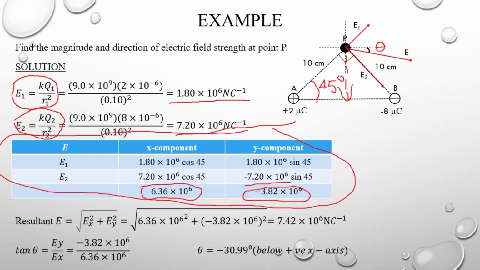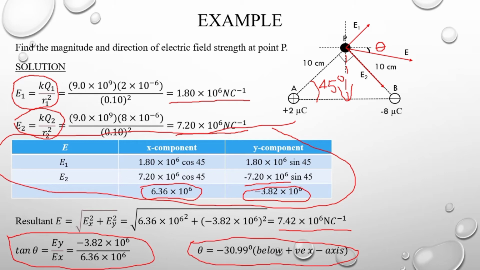To find the resultant electric field, we use the Pythagoras theorem by squaring the x component and squaring the y component, adding them together, and then taking the square root. And then we get 7.42 times 10 to the power of 6. For the angle, we use the trigonometry function, tan theta equals Ey, which is the y component, over the x component. And then we get theta will be negative 30.99 degrees, which is below the positive x-axis.